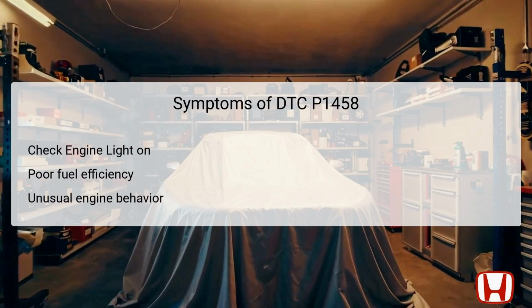When the P1458 code is triggered, a driver may notice several noticeable symptoms. The check engine light will illuminate, serving as an alert that the onboard diagnostic system has detected an issue. Additionally, drivers might experience poor fuel efficiency due to improper fuel management caused by the faulty FTP sensor. Other symptoms can include erratic engine behavior or rough idling, leading to noticeable performance issues when driving.